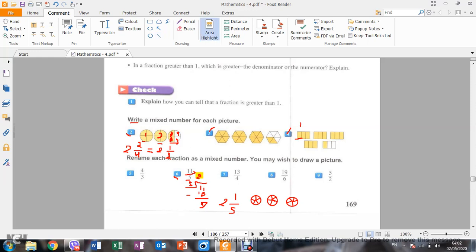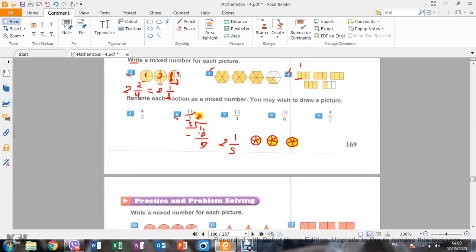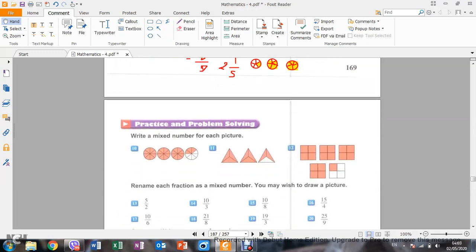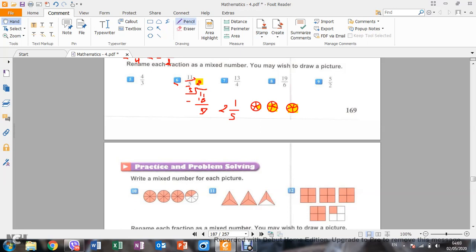So I'll highlight this one and this second one. For the fraction, it tells us only one part is colored, so I'll color only one cell. Like this, you can show me the picture.